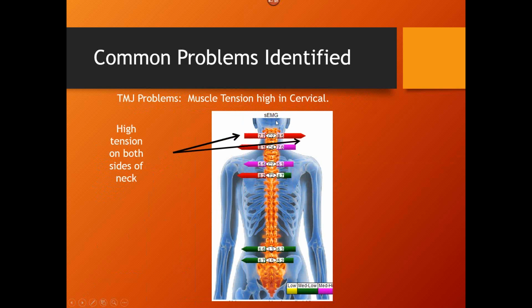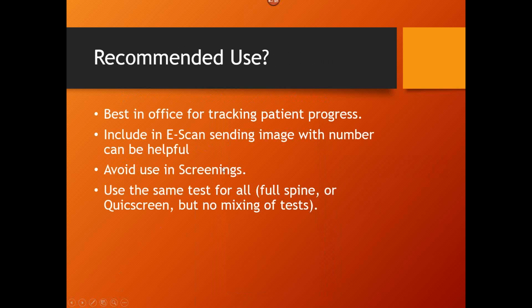This is another example. A common thing I've been seeing is people with TMJ problems have very high readings in their upper cervical. So when you see this high tension on both sides of the neck, it's very common to ask them about TMJ, and then you can discuss with them when they go, wow, I do grind my teeth, or I do have TMJ problems. You can discuss the possibility of dealing with that. So just pointing out a couple of examples here.